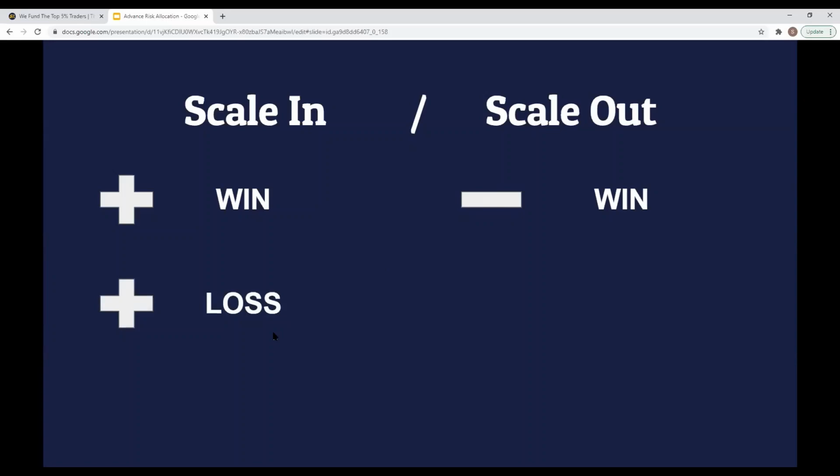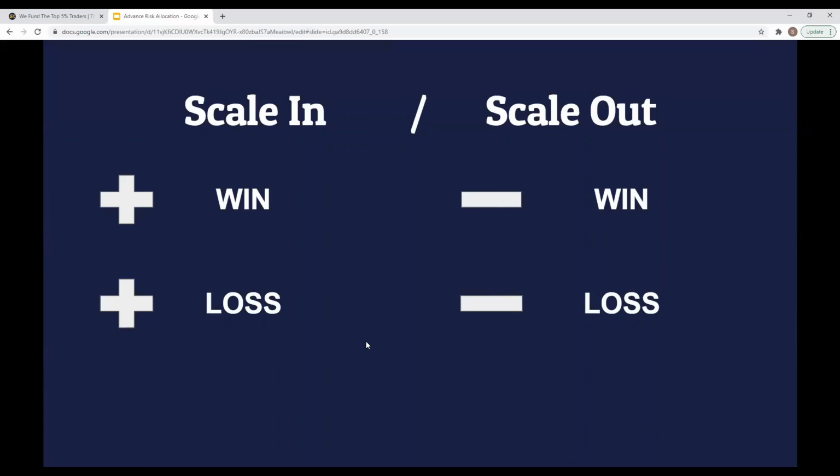And actually, when we manage to master these techniques of adding into a losing position or reducing, scaling out of a losing position, we can make wonders for our strategy. Because let's just imagine we have a certain strategy, and we know our win rate on that strategy is 60%. Okay, win rate meaning 60% of the times our strategy wins, and 40% of the times our strategy fails.